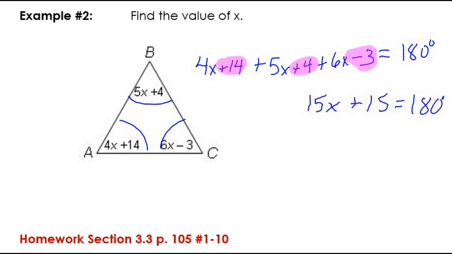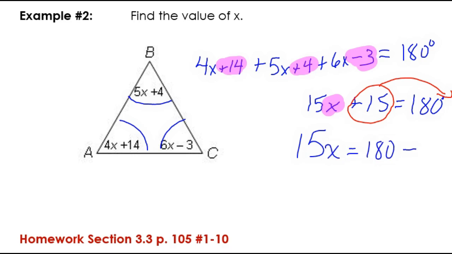All right, so now I'm going to remind you of some algebra. If I want to isolate my variable x, if I'm to solve for it, that means I need to get rid of this plus 15 by subtracting it. And I'm going to subtract it on the other side as well. That will leave me with 15x is equal to 180 minus 15. So 15x is equal to 180 minus 10 is 170, minus 5 more will give me 165.